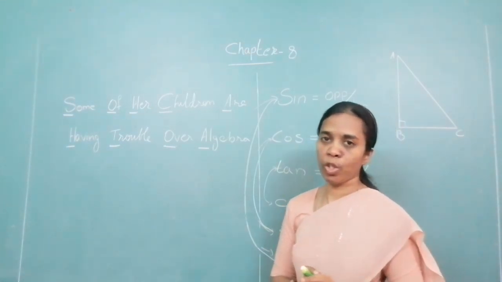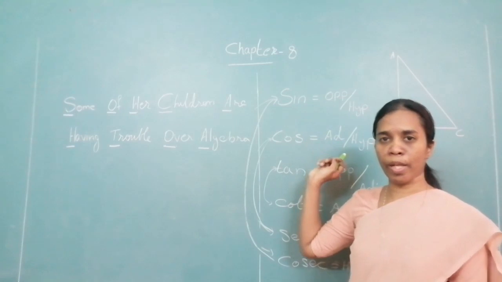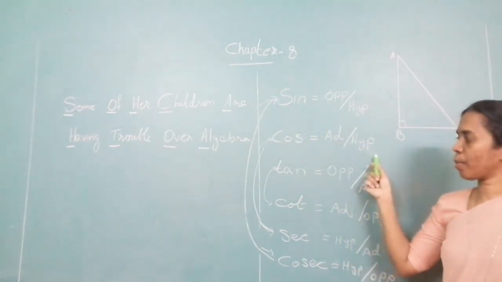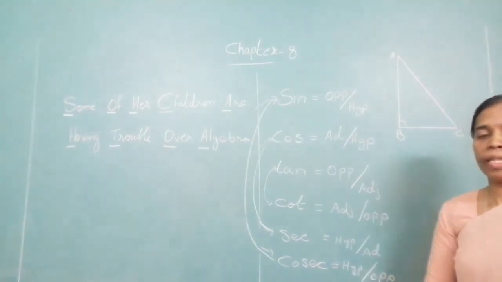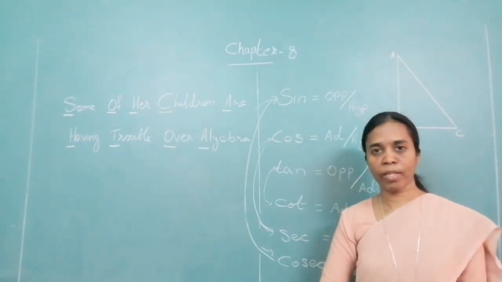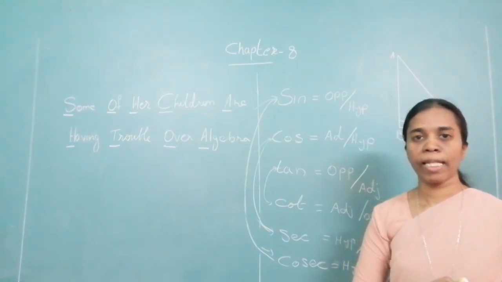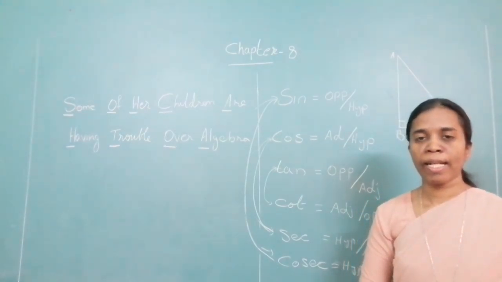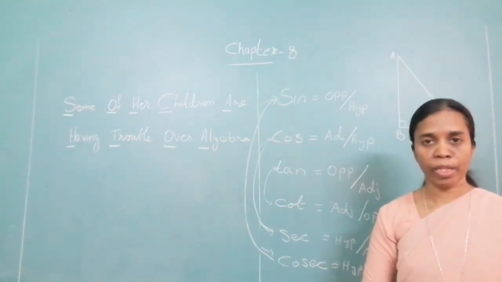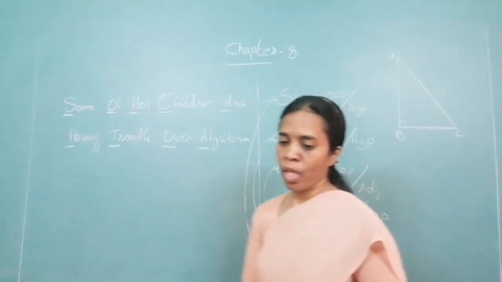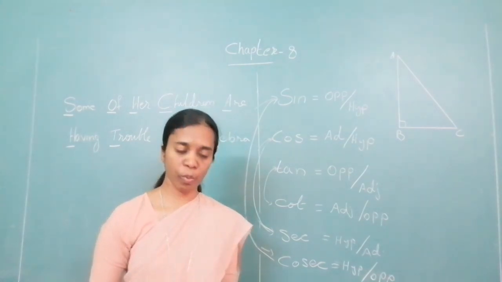I want you to open the last page of your notebook. Please write over there. Sine opposite upon hypotenuse, cos adjacent upon hypotenuse, tan, complete all this. And then you write sine 1 upon cosec, cosec 1 upon sine, cos 1 upon sec, sec 1 upon cos, tan 1 upon cot, cot 1 upon tan. Please learn this well. Now please take the first practice set 8.1.